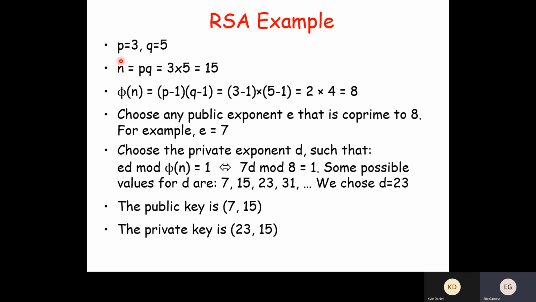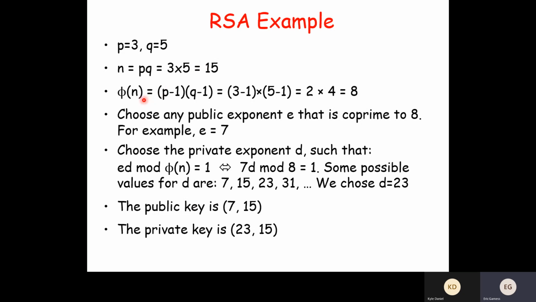So the first thing that I do, I compute the modulus. And the modulus is the product of the two prime numbers, P times Q. So it will be 3 times 5, which is 15. I will need this modulus, for example, to generate my public key and my private key. Because the public key is the public exponent and the modulus, and the private key is the private exponent and the modulus. So I do need the modulus.